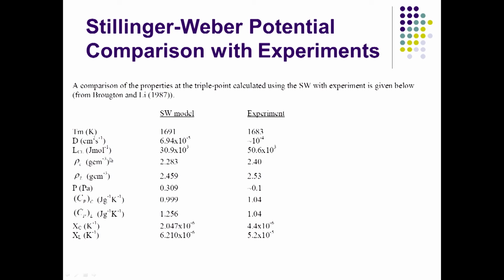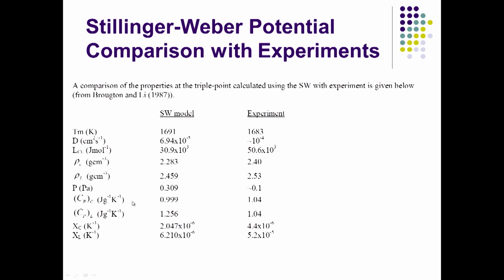And if you look at then the other parameters like sublimation energy, etc., you can see that is not too bad. So, this is the whole point, is that if you come up with these experimental constants, and if you look at all these different constants like Cp, which is the specific heat at constant pressure, you look at that 0.999 and experimental value is 1.04, very close.